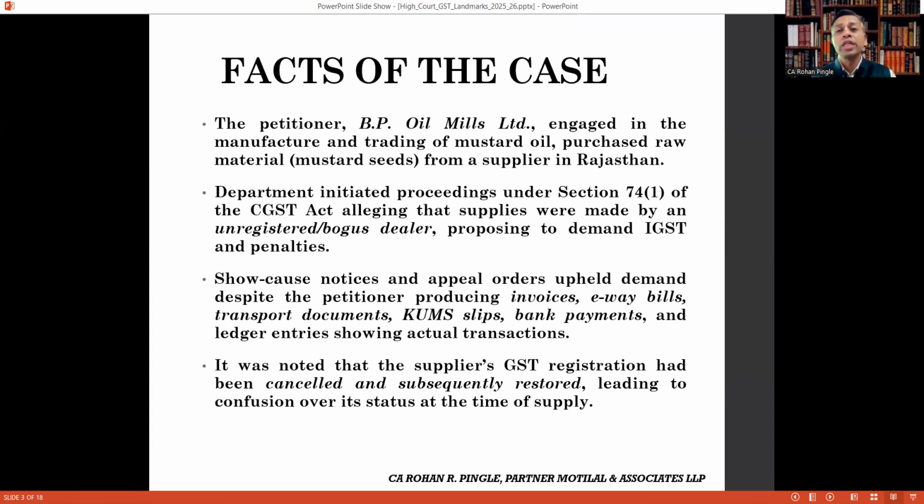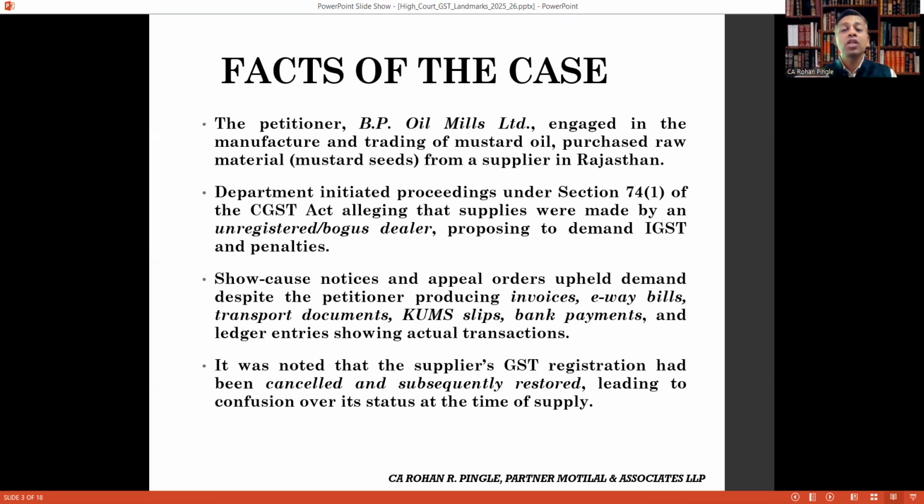The department initiated proceedings under Section 74(1) of the CGST Act, alleging what? Supplies were made by an unregistered or bogus dealer, proposing to demand IGST and also penalties. So show cause notices and appeal orders upheld the demand despite the petitioner producing what? Invoices, e-way bills, transport documents, weighment slips, bank payments, and ledger entries showing actual transactions. Even then, the show cause notice was issued.